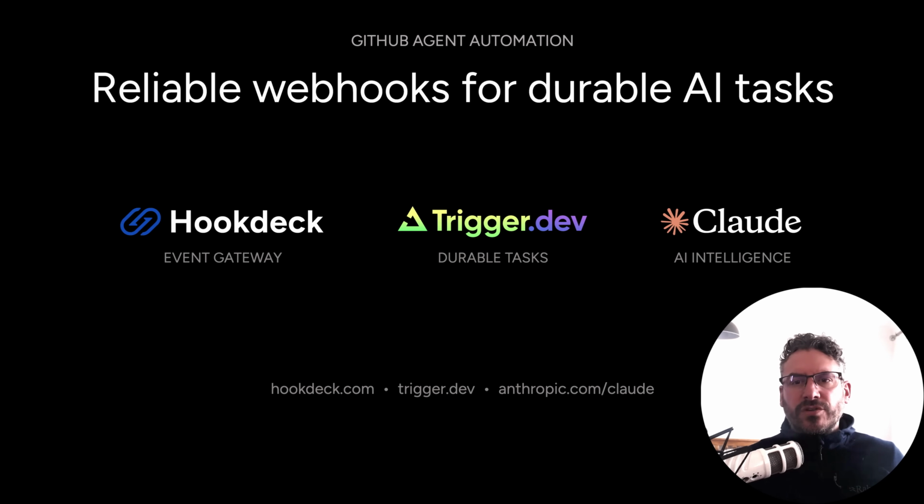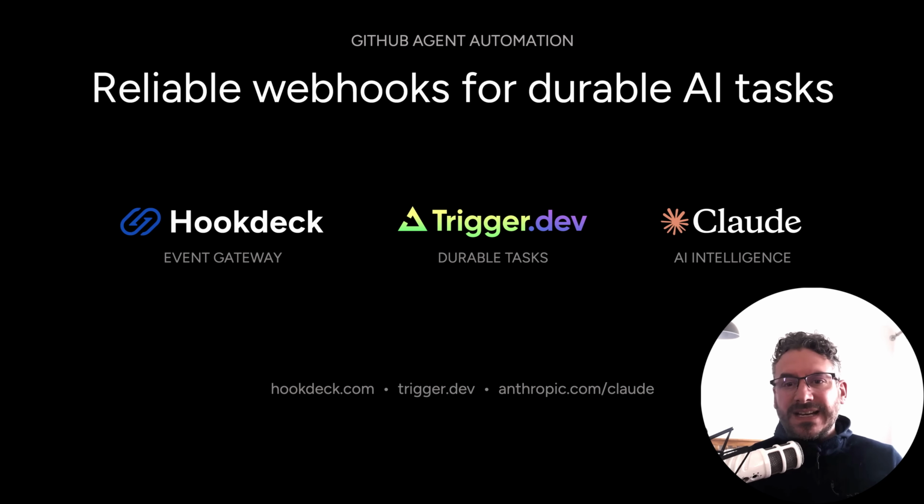Trigger.dev is great for running durable, reliable tasks. But to trigger those tasks from a webhook, you need to make an HTTP API call. That means you need something to receive the webhook, verify the signature, transform the payload into the shape that the Trigger.dev API expects, and then send it on.